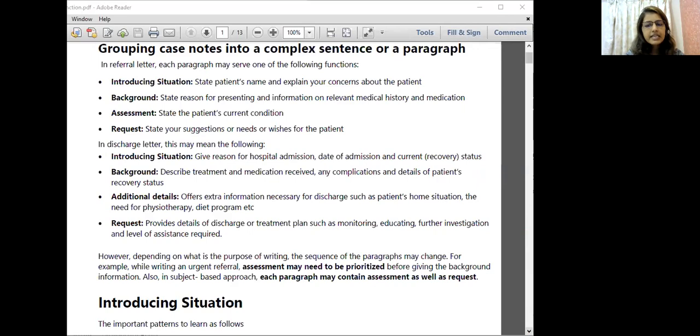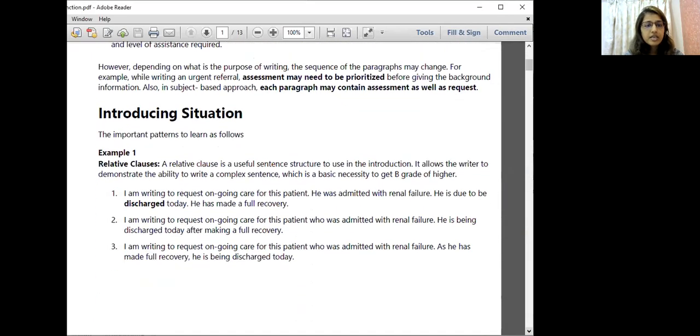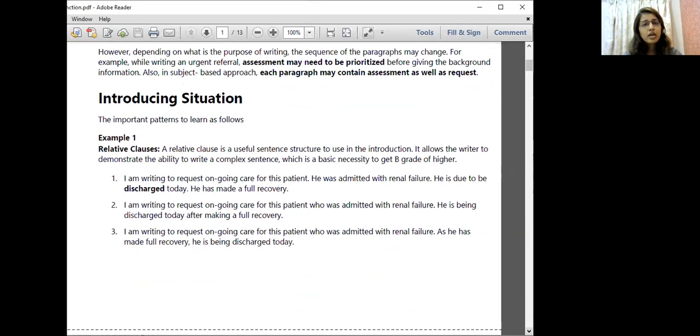So now let us look at each of these types of paragraphs, and what are some common collocations that will be used while writing such paragraphs. What are the things that you need to keep in mind while writing such paragraphs. So the first, introducing the situation, becomes your introduction paragraph. And we have been discussing so far that your introduction paragraph should be a brief paragraph. It should include the purpose of writing and the reason for referral, or the main issue for which you are writing the referral. These two things must be there.